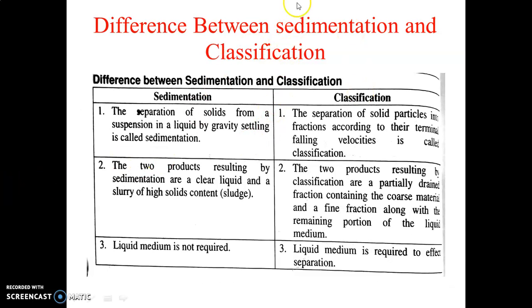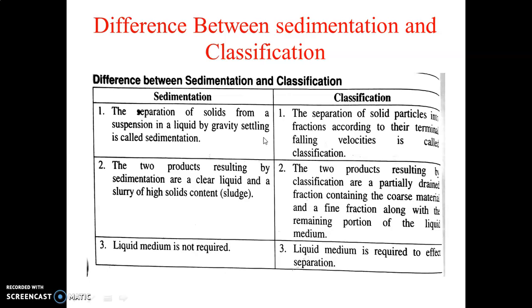The next difference is the difference between sedimentation and classification. Here again we define sedimentation: separation of solid from a suspension in liquid by gravity settling is called sedimentation. And in case of classification, this chapter we have already studied in the third chapter. Here we are separating the solid material according to their fractions, that means according to their size or density, which is based on the terminal falling velocity. So this is the first difference.